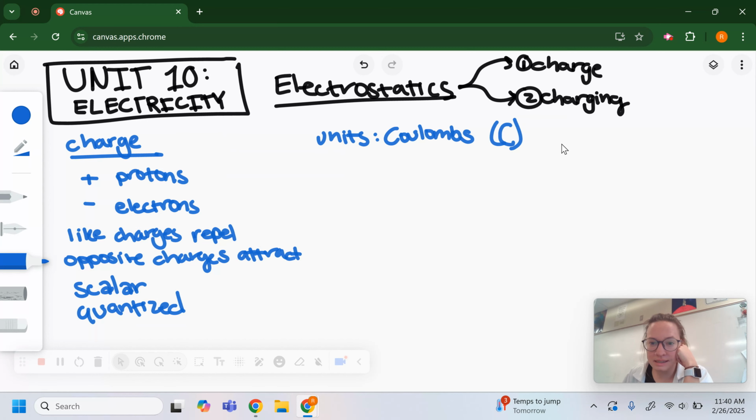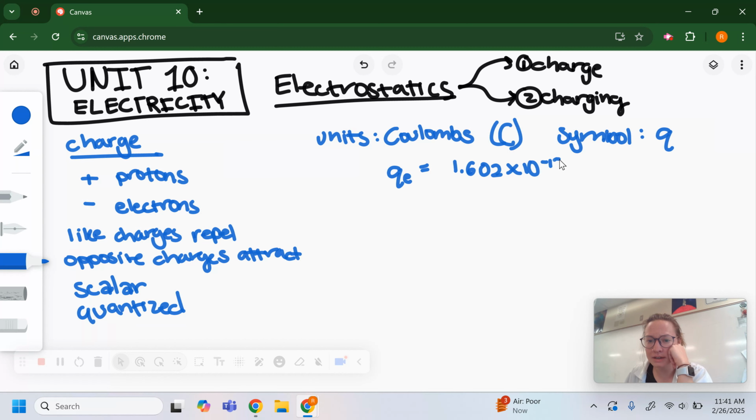And the symbol that we use for charge is the lowercase letter q. So if I wanted to talk about how much charge an electron has, I would use the letter Q with a little subscript E for electron, and I would say the amount of charge that an electron has is equal to 1.602 times 10 to the negative 19th coulombs, because that is true. Check out my units here, check out my symbol here.